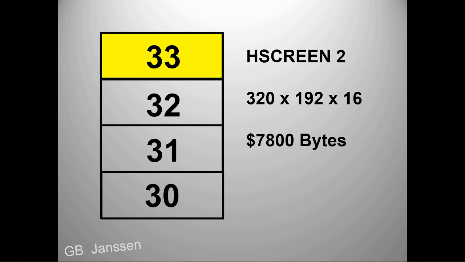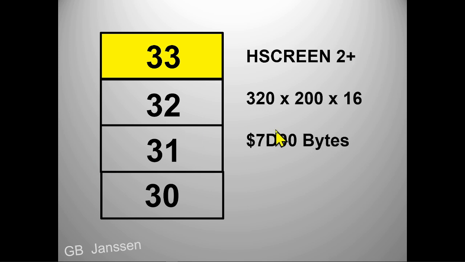Okay, our basic program is going to do an HSCREEN 2, 320 by 192 by 16 colors, and it takes hex 7800 bytes of memory. Remember, them blocks have to be contiguous blocks, and by default they're in 30, 31, 32, and 33. And we're basically going to work with block 33 because that's where our 8 extra lines are going to be.